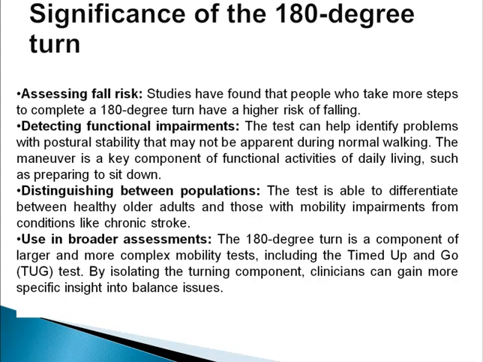So the significance of the 180-degree turn test: it assesses the fall risk, detects functional impairments, and distinguishes the population, that is, it's able to identify healthy older adults and those with mobility impairments. And it is used in broader assessment, as a component of a larger and more complex mobility test, including the TUG test, that is the timed up and go test. By isolating this particular turning component, clinicians can gain more specific insight into the balance issues.